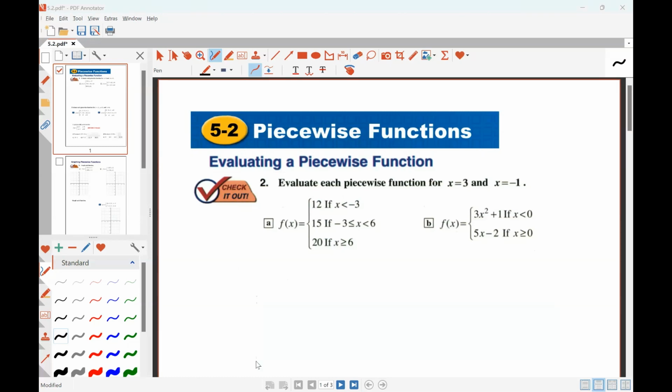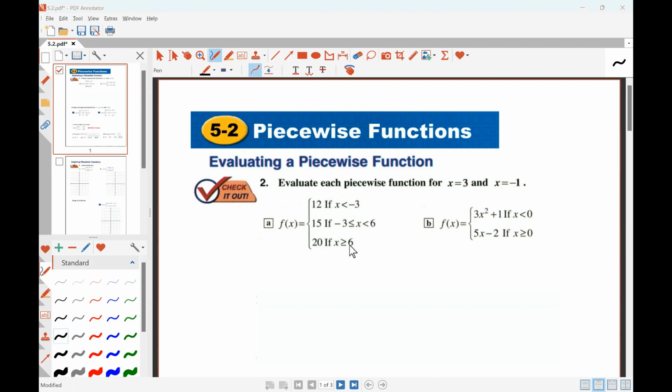Hello guys, in this video I will be explaining how to evaluate a piecewise function. A piecewise function is a function that is made up of two or more pieces that have a separate rule for each piece. In the first question, we have a piecewise function that is a combination of three different functions. For each function, we have a different rule and a different interval. Depending upon the value of x, we will use the corresponding function.